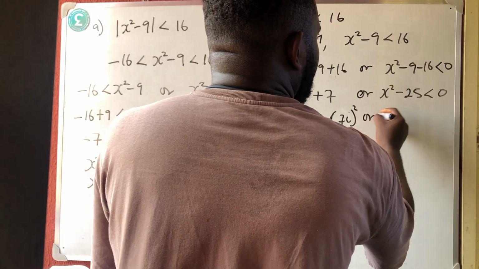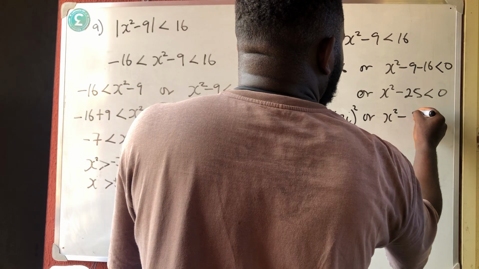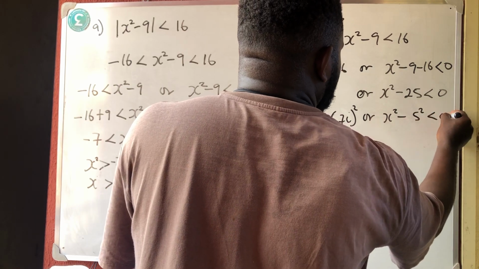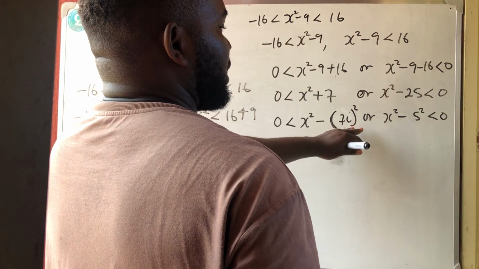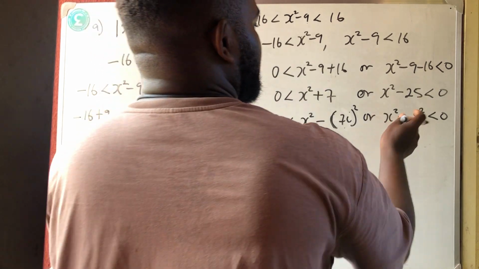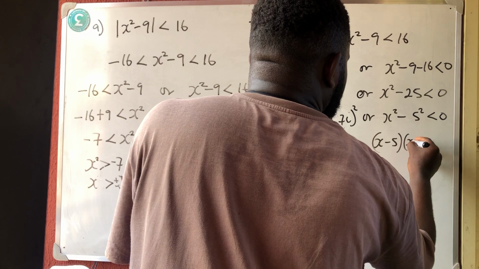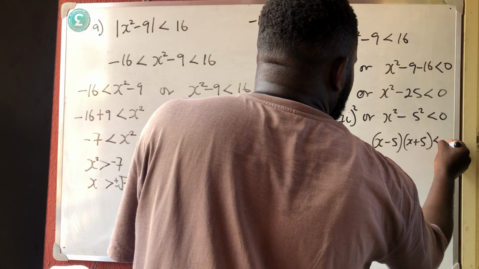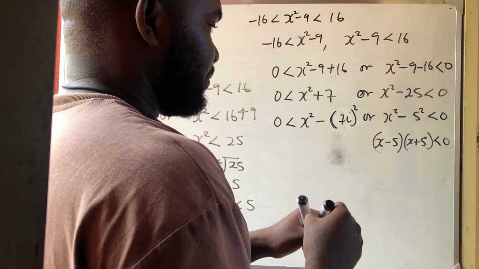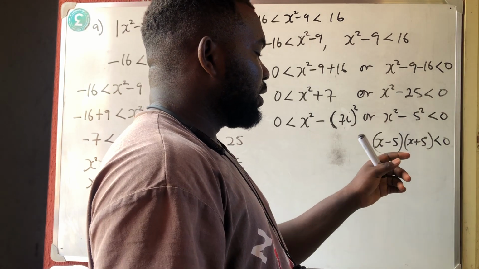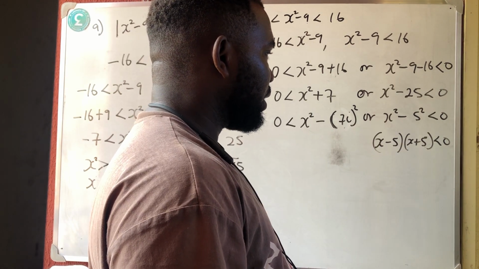But look at this one. This one will be x squared minus 5 squared is less than 0. I hope you are seeing it now. Since the other one is giving me complex, it will not work. So what I'm having is x minus 5 times x plus 5 is less than 0.